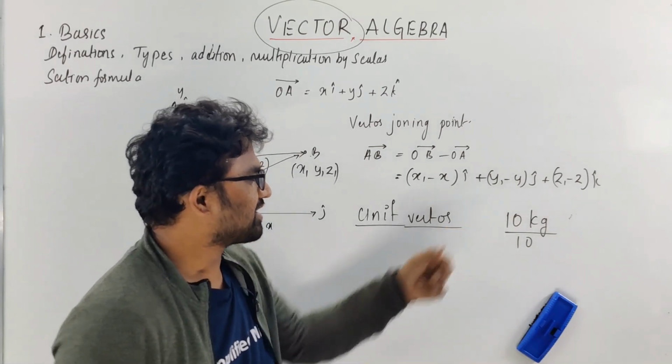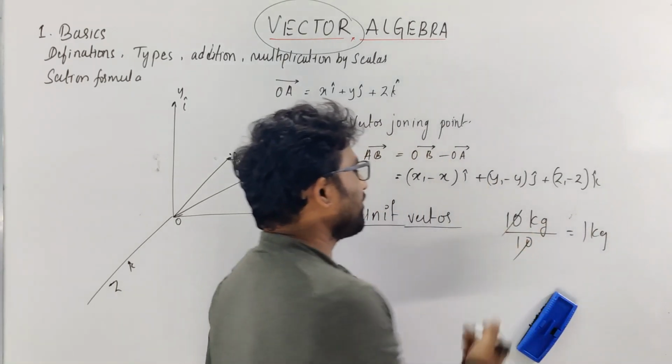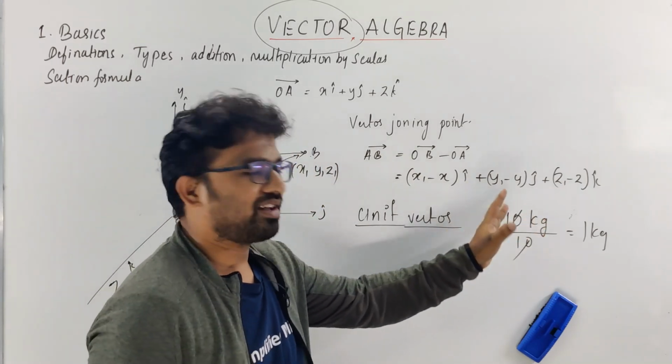Okay, so 10 cancels out, and that divided by this will be equal to 1 kg. That is called a unit. So whenever, a unit vector is a vector divided by its magnitude.